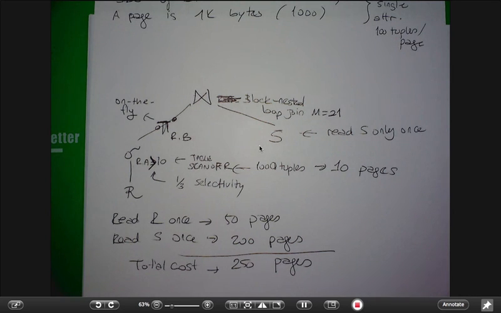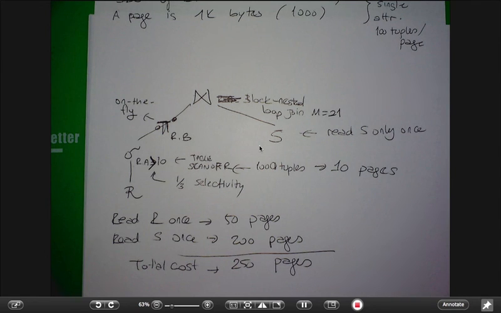Yes? You rounded M to like 20. I'm just curious, is there significance to the one more? So that's just so that we don't do a lot of math, right? So if you have 21, you have two relations, right? So you're going to give every block except for one to the outer. So if you have 21, 20 blocks I will use for the outer, and one block for the inner. So if it was 101, I would use 100 for the outer and 1 for the inner, right?